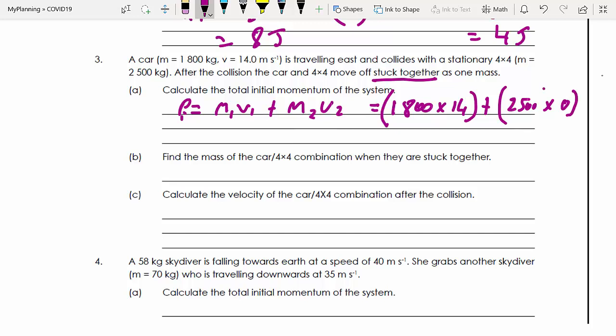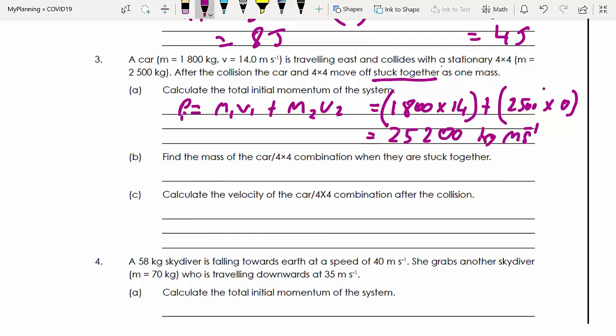0, because it does say it's stationary. I'm having some issues with the yellow highlighter. Anyway, we essentially have an 1800 kilogram car traveling at 14 meters per second. That's the only momentum, 25,200 kg m s minus 1.